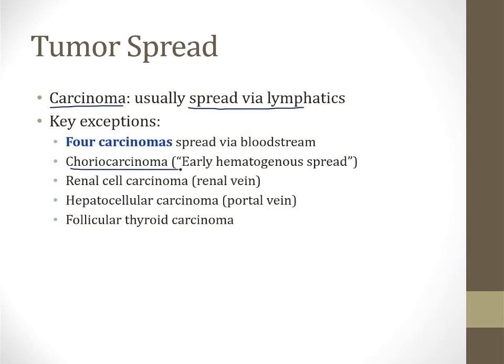So choriocarcinoma, which is a placental tumor, displays early hematogenous spread. It's a carcinoma, but it travels through the bloodstream. Renal cell carcinoma is also famous for invading the renal vein and traveling through the bloodstream. Hepatocellular carcinoma commonly invades the portal vein and therefore travels via the bloodstream. And then finally, follicular thyroid carcinoma is another carcinoma that travels via the bloodstream.